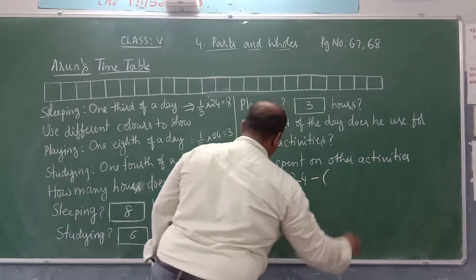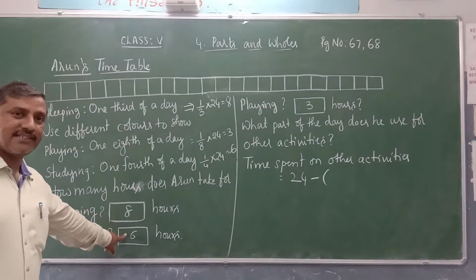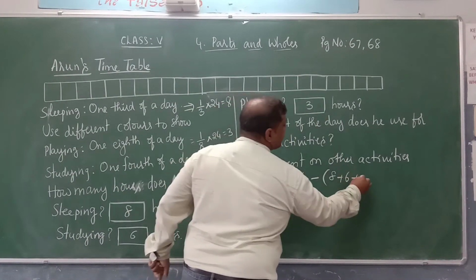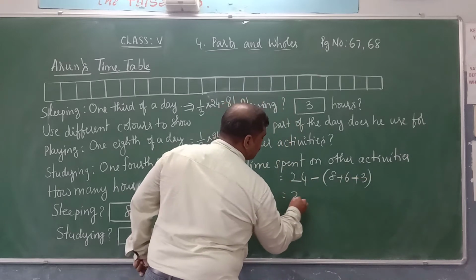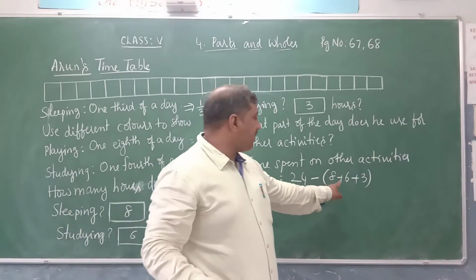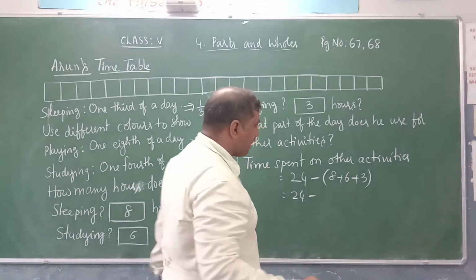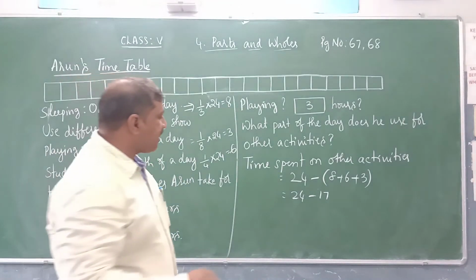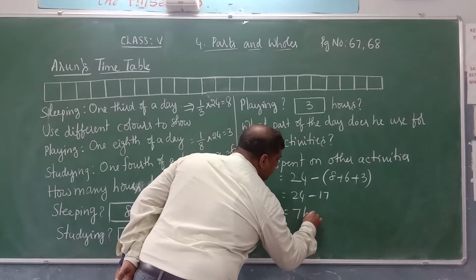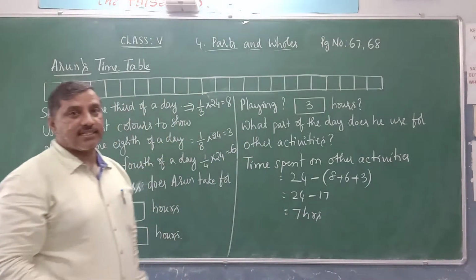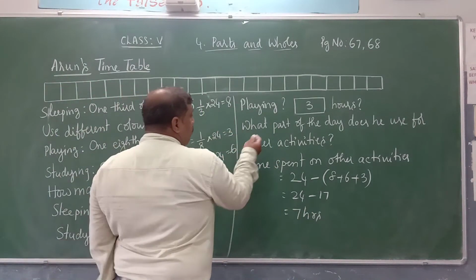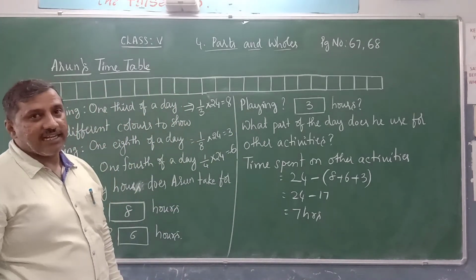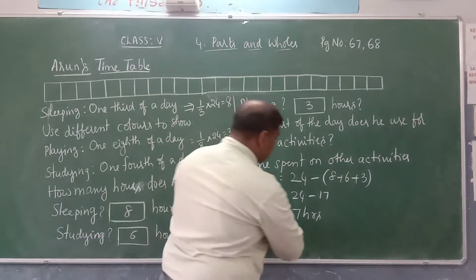So 24 minus 8 hours on sleeping, 6 hours on studying, and 3 hours on playing, that is 24 minus (8 plus 6 plus 3). 8 plus 6 is 14, 14 plus 3 is 17. Now subtract: 24 minus 17 is 7. 7 hours he will spend for other activities. Our question is, what part of the day is he using for other activities? 7 hours he is using.